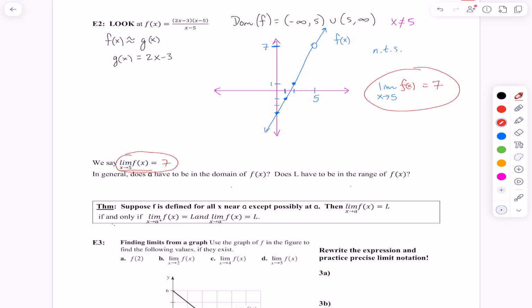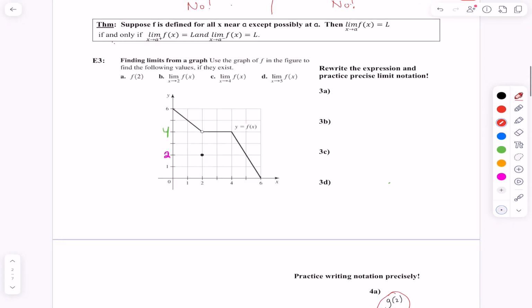So in general, does a have to be in the domain of the function? The answer is no. And does L have to be in the range of the function? The answer is no. All right. So even in the informal definition, we're analyzing very, very crucial specifics and situations.